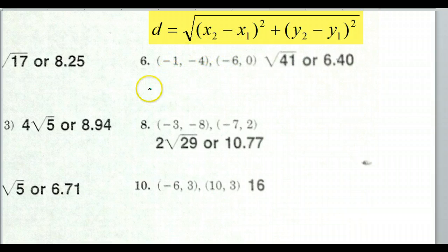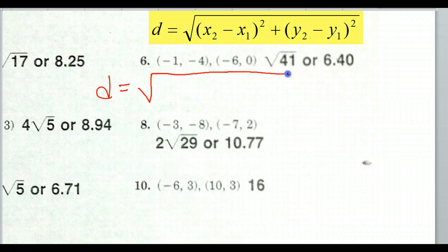So the distance formula: x minus x squared plus y minus y squared, square root of it all. So that means for number 6, the distance formula would be like this. Okay, x minus x, so that would be -1 plus 6 squared. Minus a negative is addition.